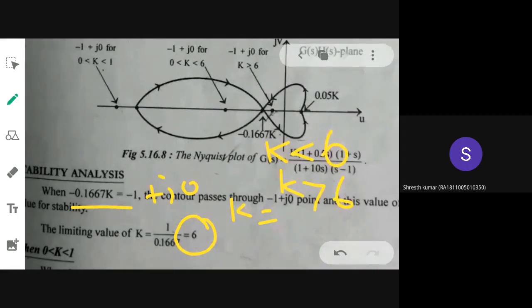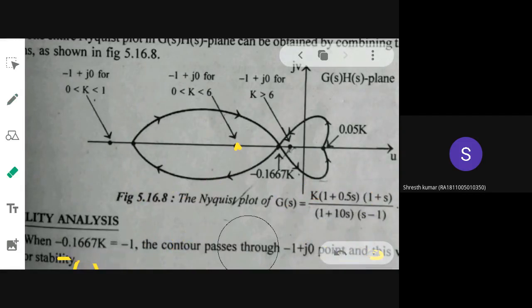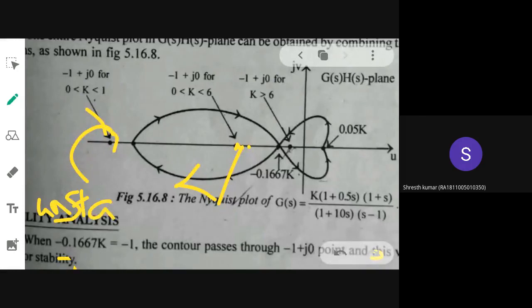Suppose you choose k equal to 3, and you substitute that k value in the crossing point, then the crossing point will come here. From that, you slightly mark one pencil line and check the nature of the encirclement. This is in the clockwise direction. So whenever you have clockwise encirclement, directly you can tell that the closed loop system is unstable. This is the first case, when k is less than 6.